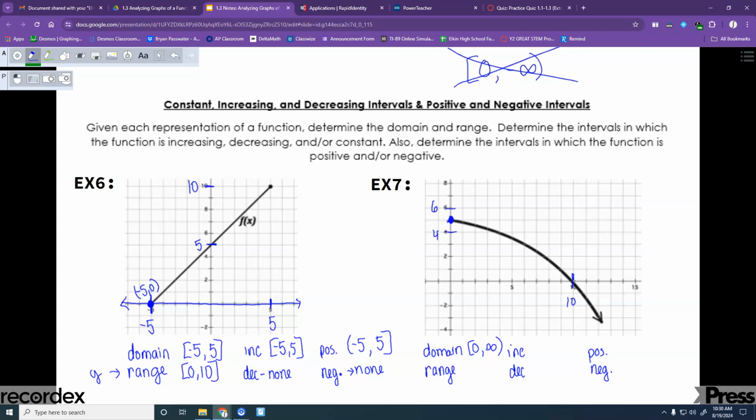For range, we're thinking about lowest up to the highest. So what's the lowest? Negative infinity, because we're thinking about the y-axis. So down here is negative infinity. Up to, what's the highest we go up there? 5. So we should have negative infinity to 5 for that. Okay?